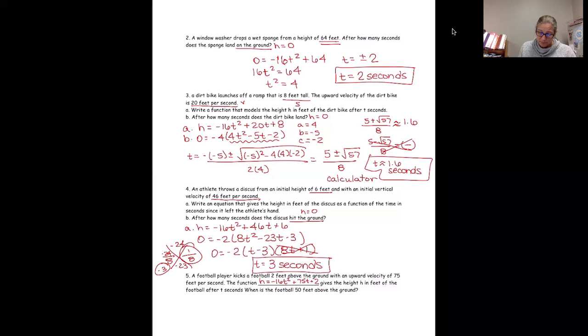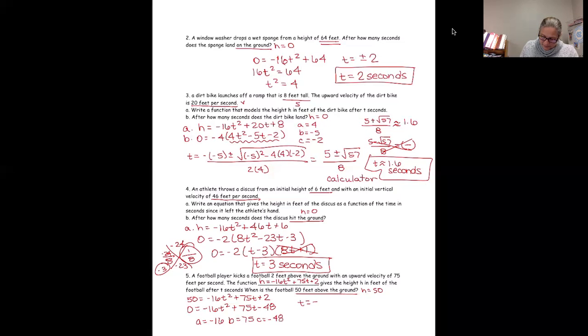Number 5, a football player kicks a football 2 feet above the ground with an upward velocity of 75 feet per second. The function h equals negative 16t squared plus 75t plus 2 gives the height h in feet of the football after t seconds. When is the football 50 feet above the ground? That means height is equal to 50. So this one's going to look just a little bit different. Height is 50 equals negative 16t squared plus 75t plus 2. Set it equal to 0. And that does not factor, so we are going to use the quadratic formula.